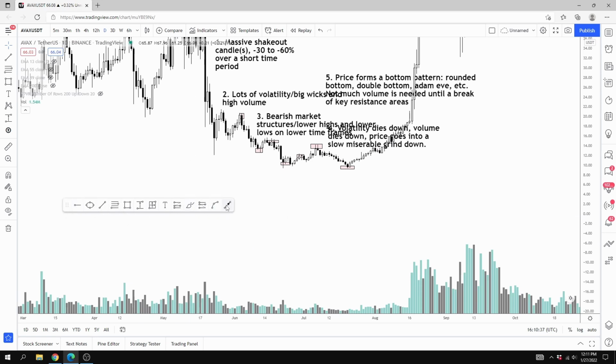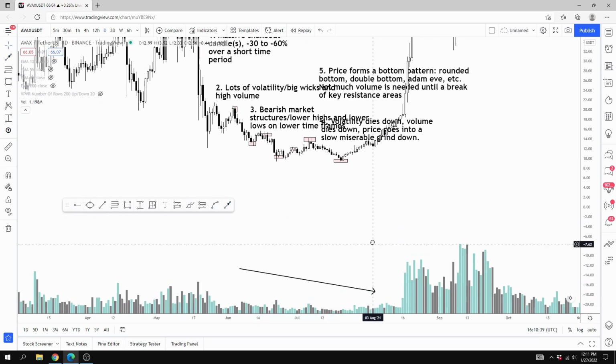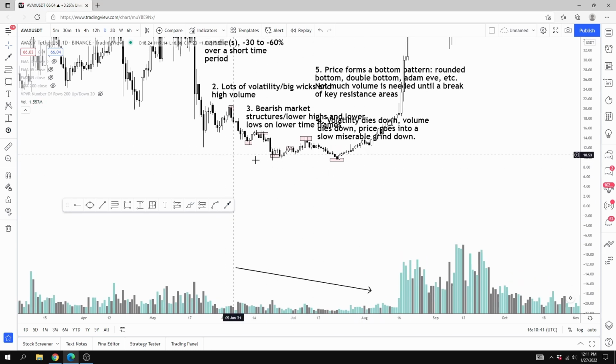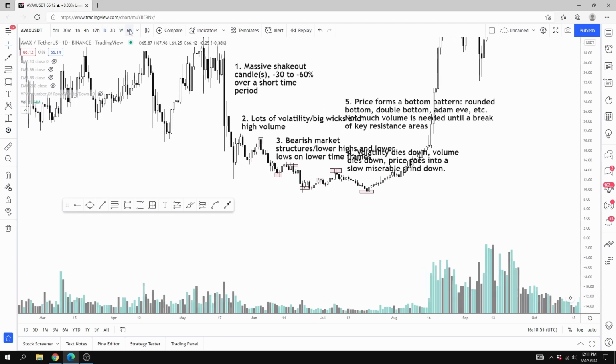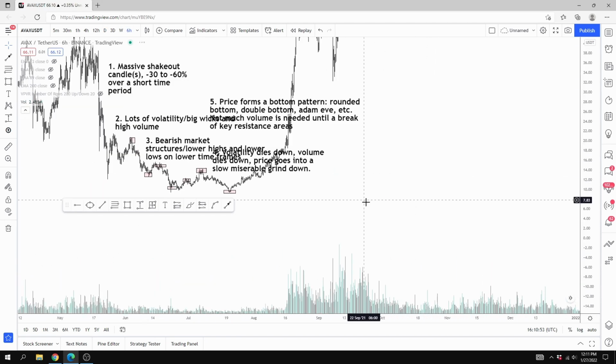You can really see that volume just comes down, right? During this overall rounded bottom pattern, the volume just dies, which is what you want to see. And sorry for the messy chart.